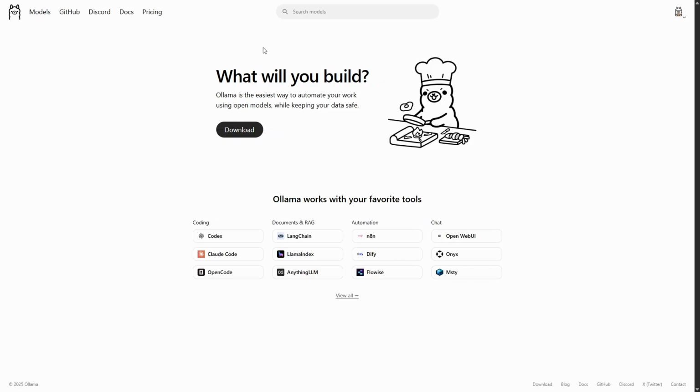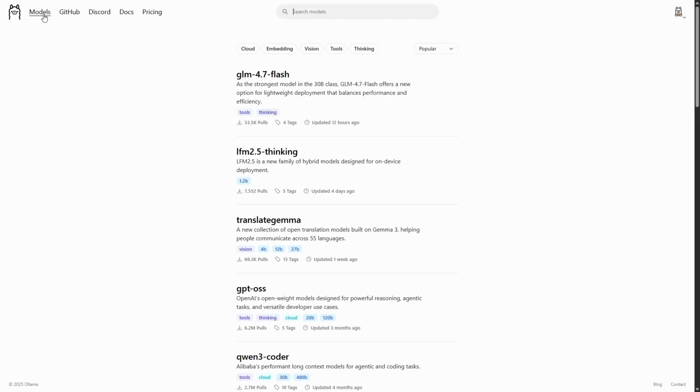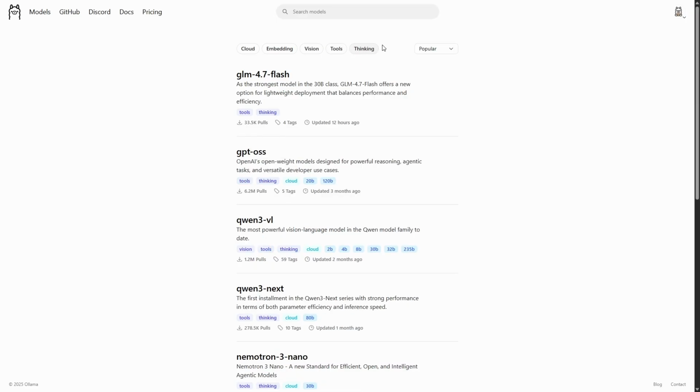But I forgot to show you before the Ollama website. Here on the Ollama website, you can download it, but you can also see the kind of models it works with. So you can search here for some model. If you go to this models section, you have a list of models, and then you can filter by, okay, I just want thinking models. We just spoke about thinking models, so models that are really focused on thinking, on complex tasks.